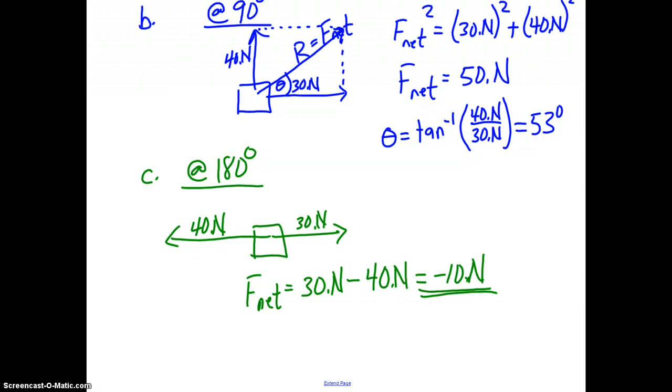All right, so some problems to simply review. Forces and vectors acting at the angles of 0 degrees, 180 degrees, and 90 degrees to each other. More on forces and vectors in class tomorrow.